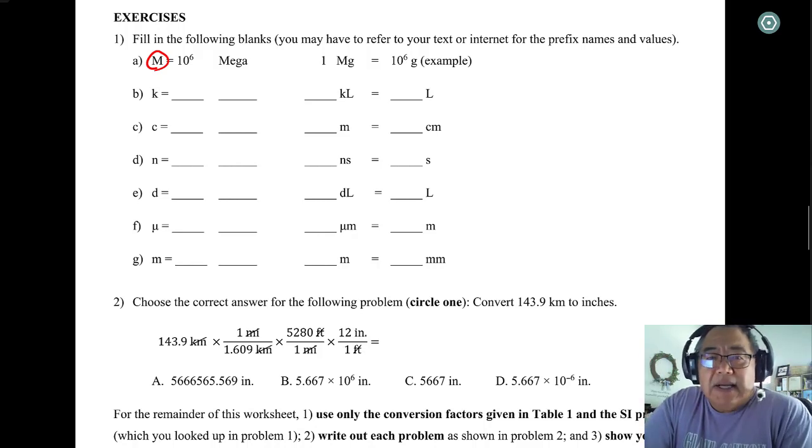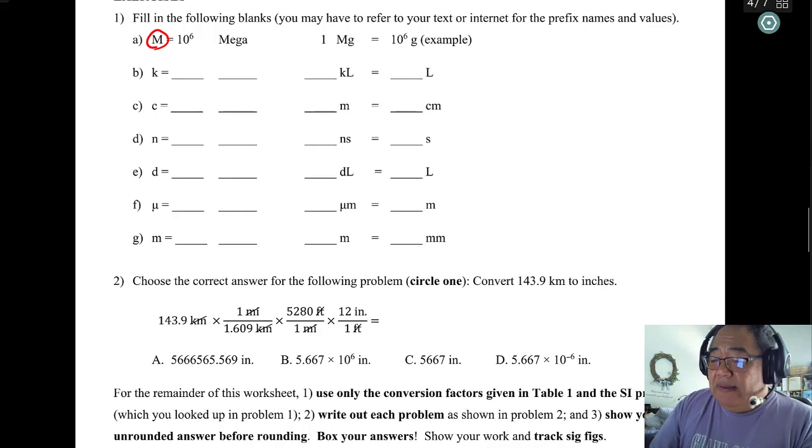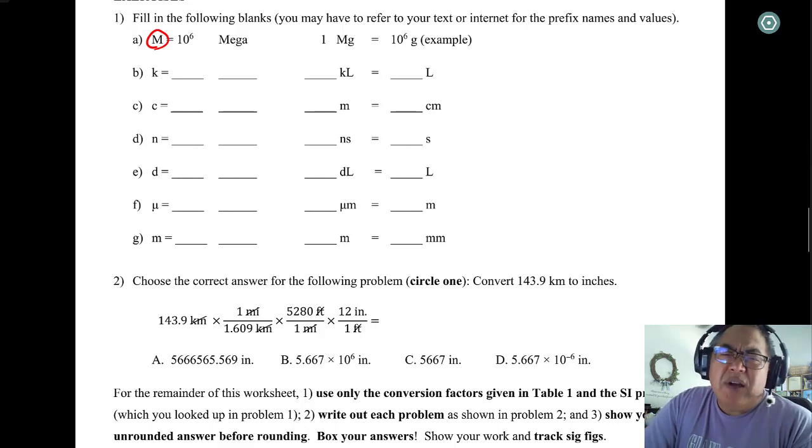Because this is an online class, if I were you, I would write it on a sheet of paper and keep it as a reference so that you can look things up quickly. But this is 10 to the 6th, the name of that is mega. So like when you talk about megabytes, it's actually a unit that's close to 1,000,000 bytes. 10 to the 6th, right, is 1,000,000.